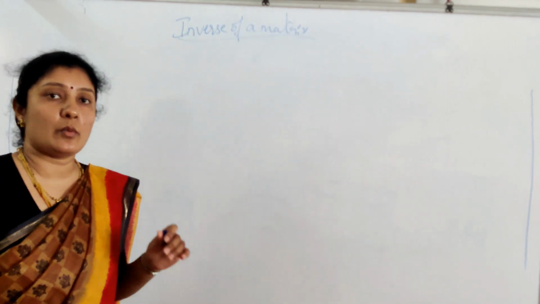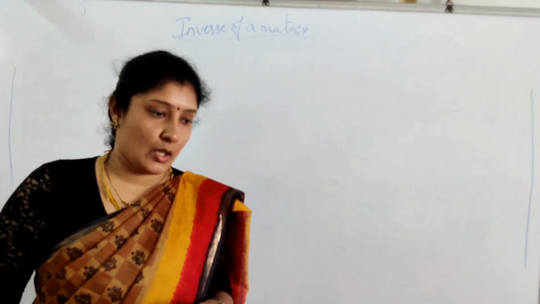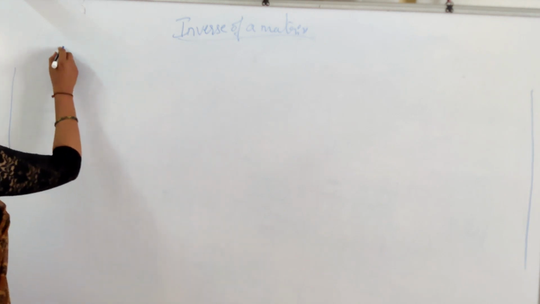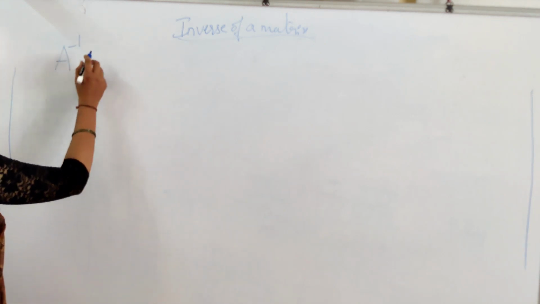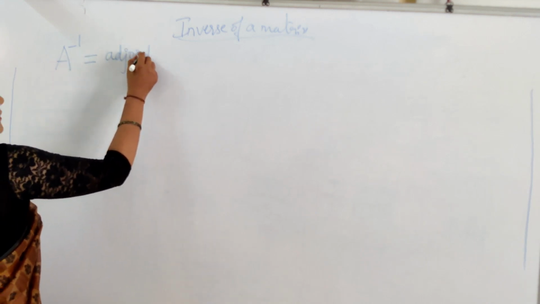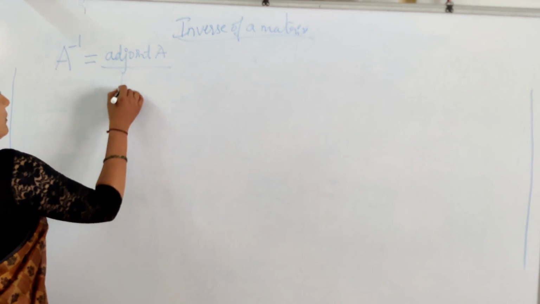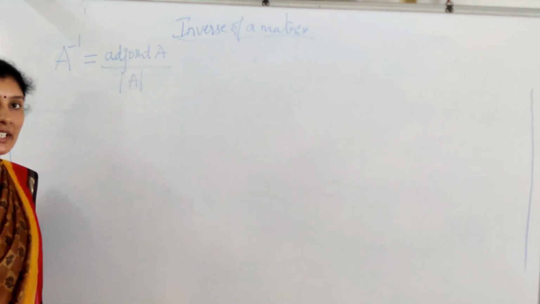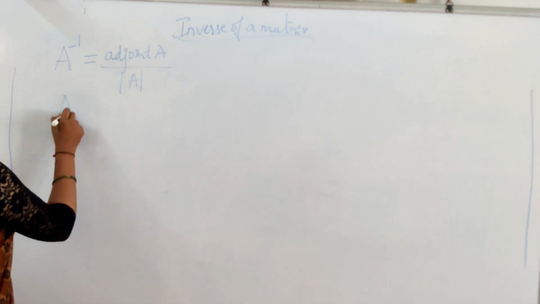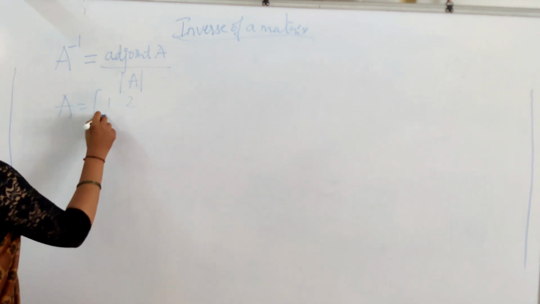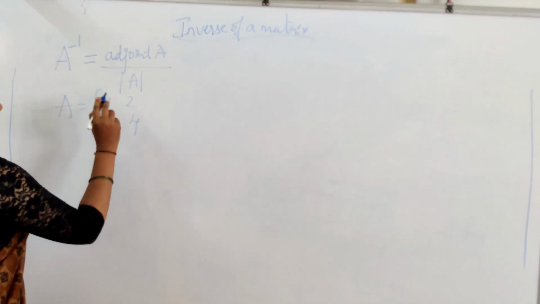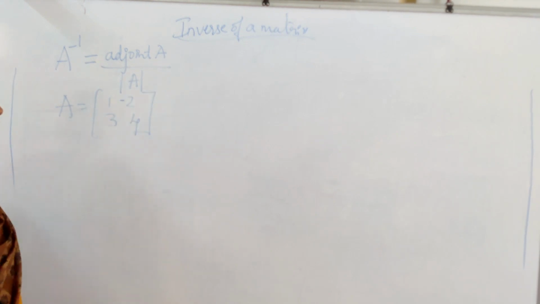Now, inverse of a matrix. So see here, inverse of a matrix is written like this. Inverse is equal to adjoint of matrix A divided by the determinant of A. This is the formula. Let me solve one problem first. Let A be equal to 1, 2, 3, 4, with the second row 1, minus 2, 3, 4.